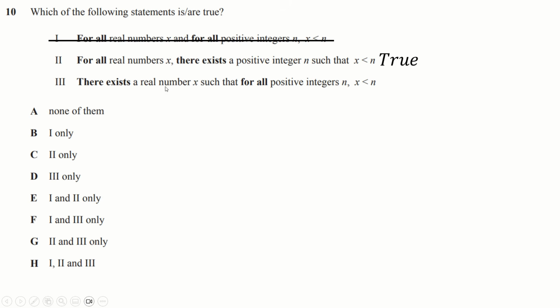There exists a number x such that for all positive integers n, x is less than n. So this is just the other way around. Well, yeah, because for all positive integers n, we could just pick a negative number and we could just make this work because we're not restricted here. It's just real numbers. So that's true as well. And we'll have 2 and 3 of the true ones.